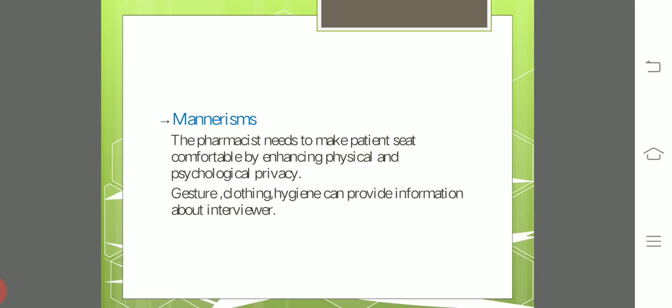Next one is mannerism. The pharmacist needs to make the patient sit comfortably by enhancing physical and psychological privacy. The gesture, clothing, and hygiene of the pharmacist will make the patient more confident to sit in front of him. What if the pharmacist dresses like a film star, or as if going for a fancy dress, and sits down to talk to a patient? The patient will think, why is this mad person coming to me?